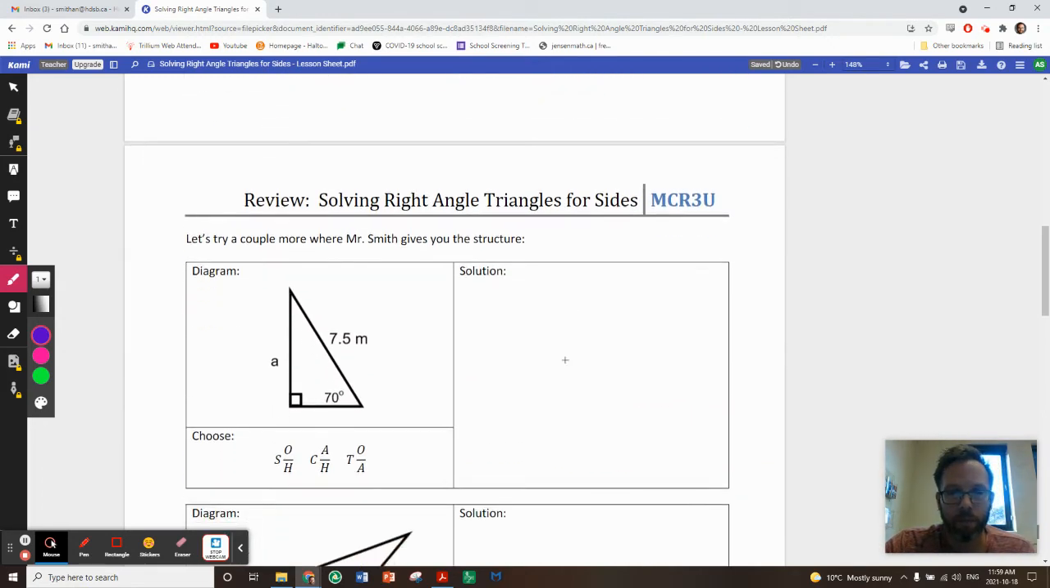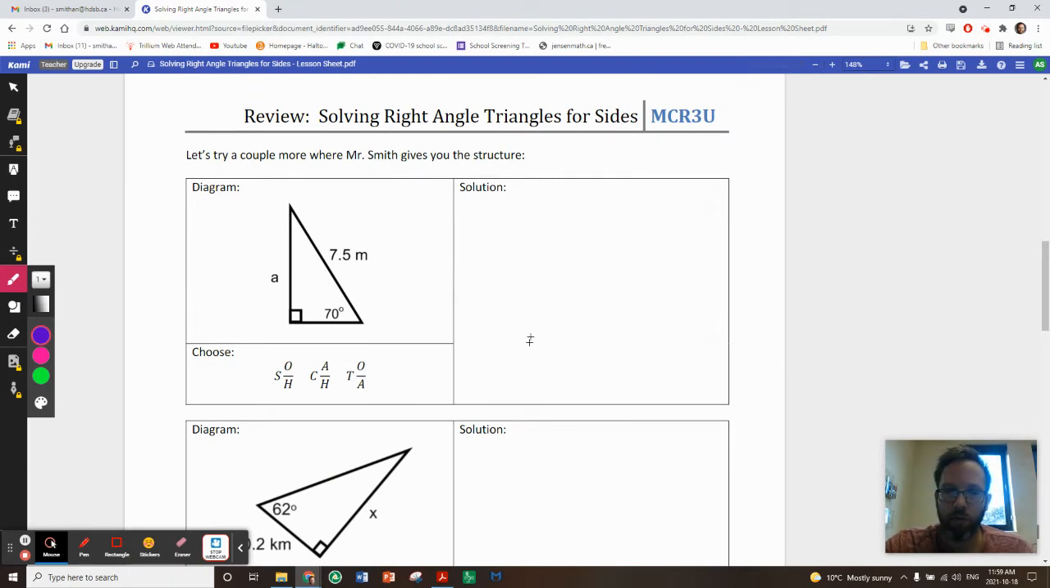Let's try a couple more. You decide on which trig ratio solves these problems. Try setting it up and solving. At any time, if you want to pause and try these on your own, you can unpause and fast forward when you want to look at the solution. But I'm just going to keep plowing ahead.